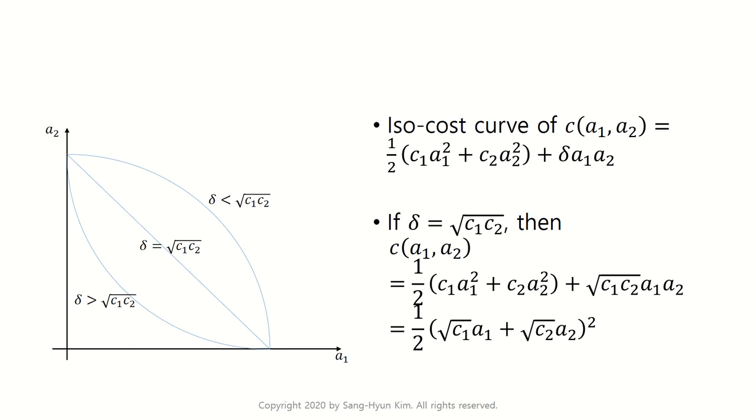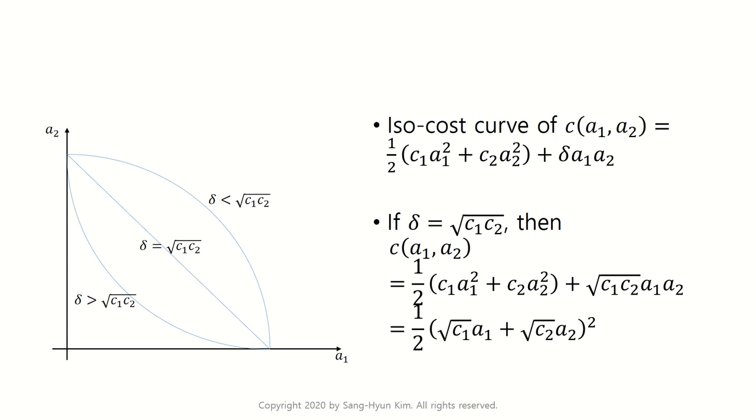So in the second line, I replaced delta by square root C1 and C2, and then you factorize it. You can factorize it to get the last line. In the last line, the cost function is half times square root C1 times A1 plus square root C2 times A2, squared. Alright, so what that means is the relationship between A1 and A2 is linear, right? So when you draw the iso cost curve, the relationship between A1 and A2 is linear. So if you draw the iso cost curve, it will look like the one on the left diagram, right? So in the diagram, you see when delta is square root C1 and C2, the iso cost curve will be a linear line, right? So that will be the case.